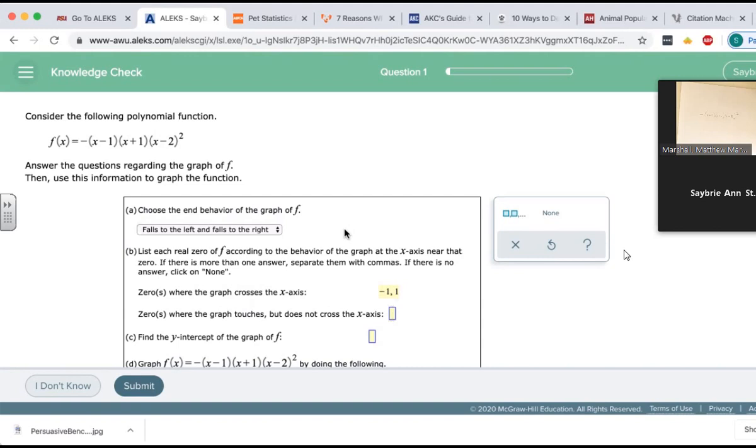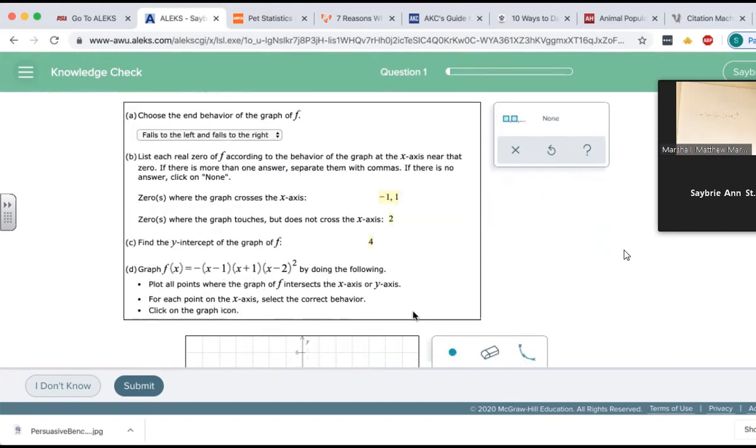Do you see it right there? No, I see it at 2. 2 is the spot where you were going to put it up there for that above answer, but it's not crossing the x-axis there. It's just touching it and then curving it back down. And then it looks like y-intercept is 4. Yeah. All right, let's graph it.